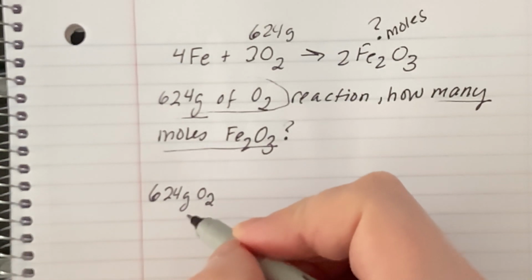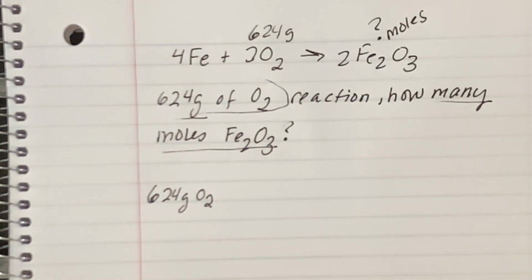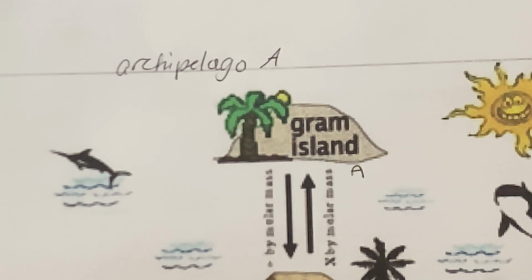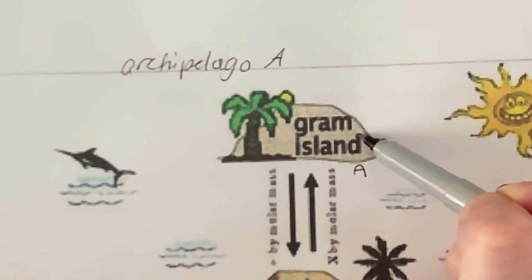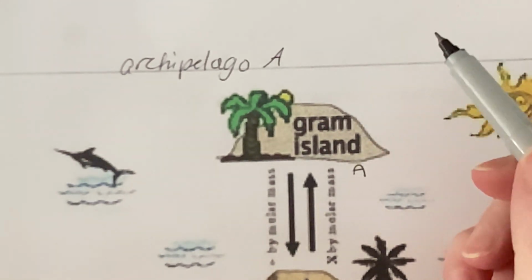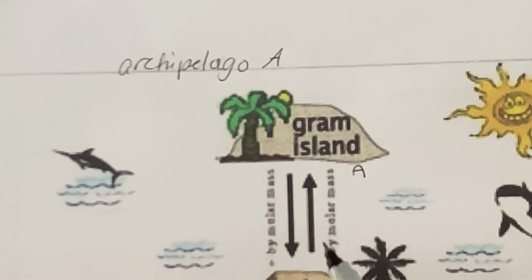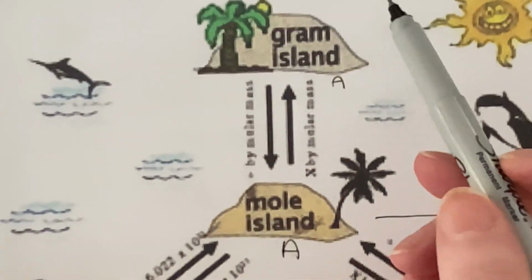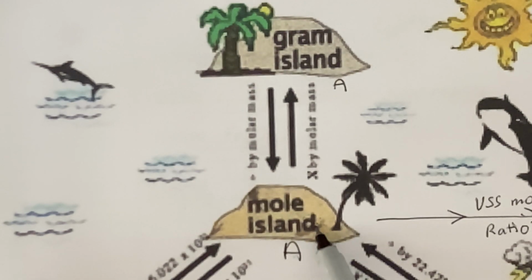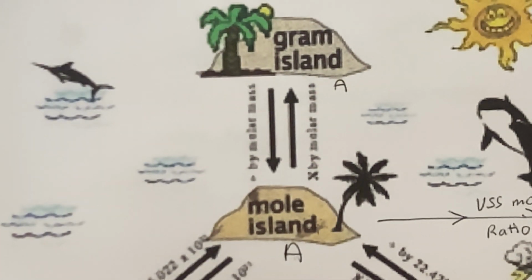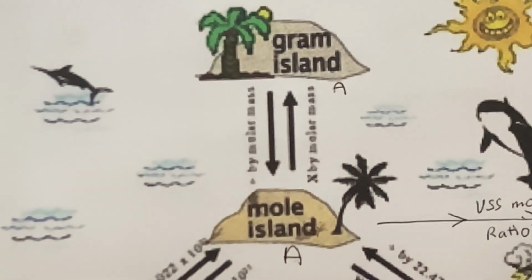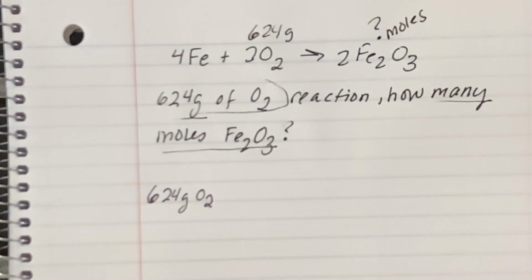And we're starting off with grams in chemical A, so we're at archipelago A. We're at grams. Where do we have to go to change chemicals? Always to mole island. So every single time you do this, you're going to be going to that center island if it doesn't already start you there. And then you'll use the mole ratio to get to the second archipelago. Okay, so grams to moles and then mole ratio.